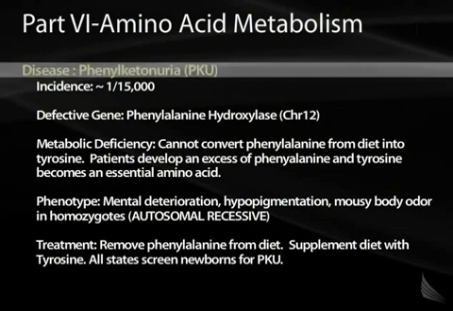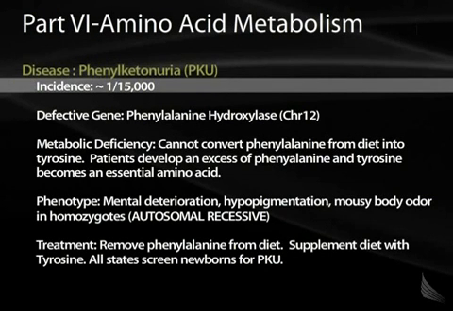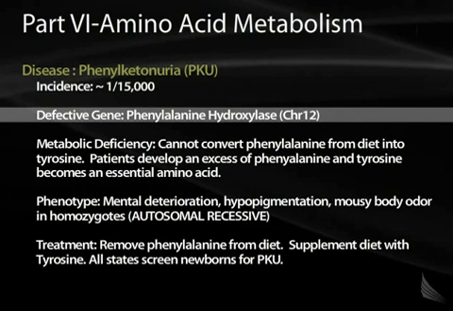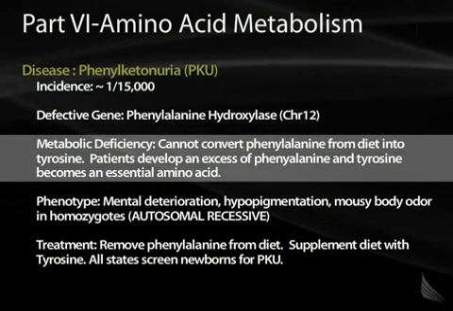With PKU, or phenylketonuria, the incidence here is about 1 in every 15,000 live births. The defective gene is phenylalanine hydroxylase, which is found on chromosome 12. The deficiency is that you cannot convert phenylalanine from the diet into tyrosine. Because of that, patients build up phenylalanine, they have an excess, and tyrosine becomes an essential amino acid. They can't get it from the phenylalanine.